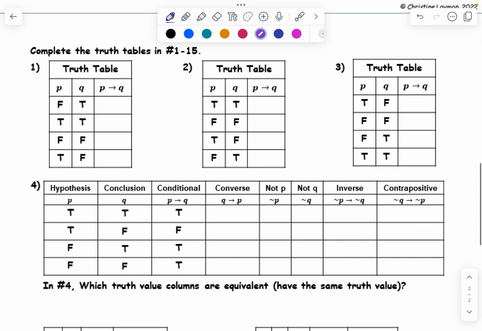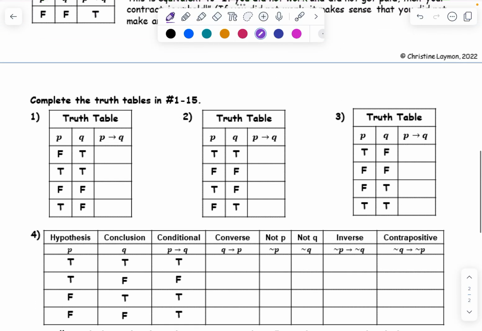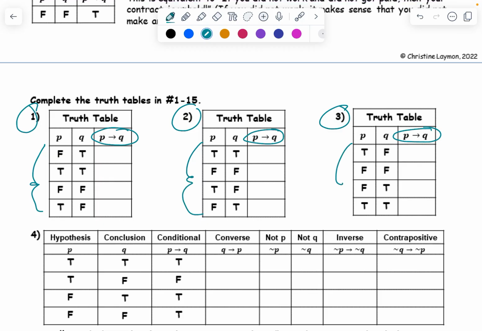So let's look at some truth tables here. We're going to do the first 5 together. So numbers 1, 2, and 3 are all the same. It's just if P, then Q. Do you see that? But what they're testing you on is the true and falses for P and Q can be mixed up. See how all these right here are not the same? All 4 combinations are there. In other words, true, true, true, false, false, true, and false, false. All 4 combinations are there, but they're in different orders.